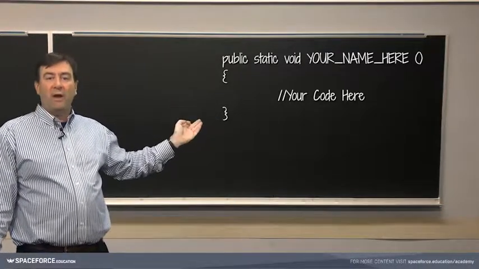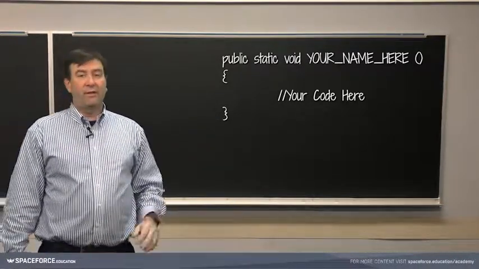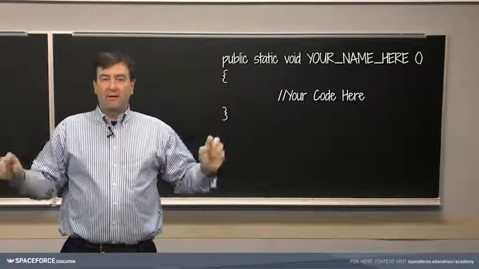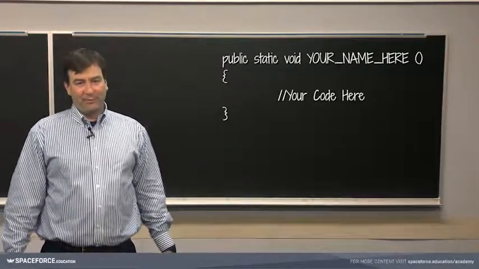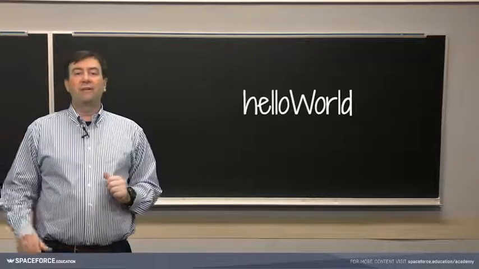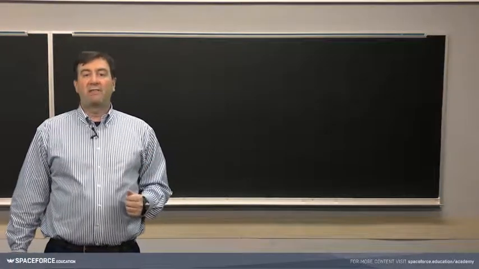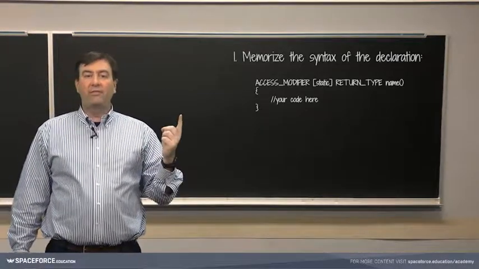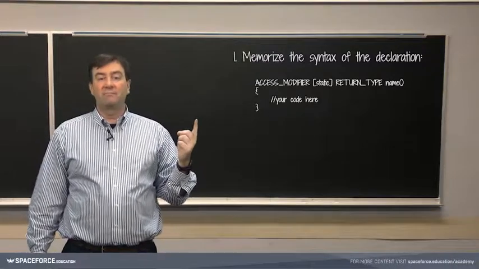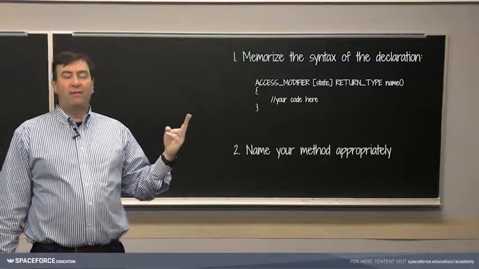The only thing you have to do is think of a name for the method. Your name here is just a placeholder. That's not a real name. There's only 2 things we need to do to create methods on your own. Memorize the syntax of the method declaration and be able to name your methods.